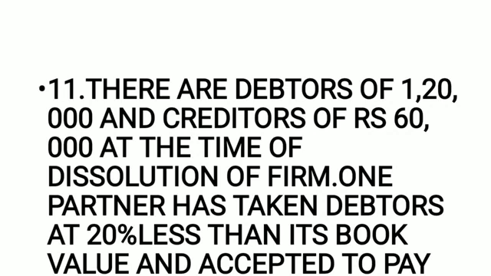There are debtors of 1,20,000 and creditors of rupees 60,000 at the time of dissolution of the firm. So debtors are your assets, creditors are your liabilities. At the time of dissolution of the firm, one partner has taken debtors at 20% less than its book value and has accepted to pay creditors. The question has not been written completely, I think, by mistake. So you can check this question in your textbook, page number 311. I repeat, page number 311.